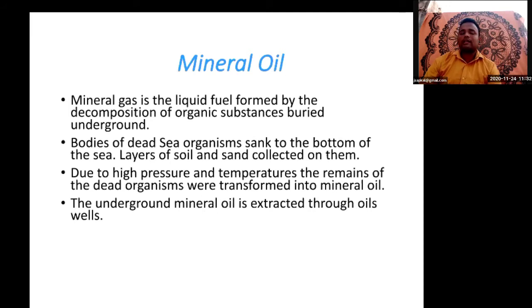Now, mineral oils are known as petroleum and crude oil. It is greenish brown in color. Petroleum is a mixture of many compounds, mainly of the hydrocarbon type. It also contains compounds of oxygen, nitrogen and sulfur. Petroleum is extracted through oil wells and refined by fractional distillation to separate the other components.